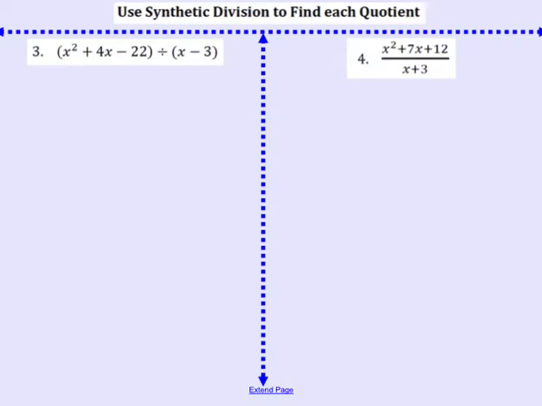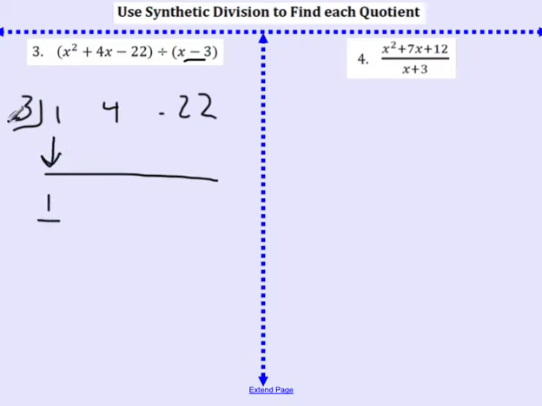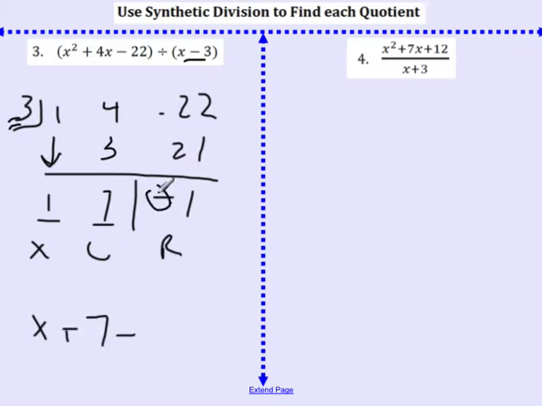Next, let's take a look at number 3. The opposite of my constant here is a positive 3. And then I get 1, 4, and negative 22. Now I'm going to take the 1 and drop it down. 1 times 3 is 3. Add down the columns, I get 7. 7 times 3 is a positive 21. Negative 22 plus 21 is negative 1. Here's my remainder, my constant, and my x term. So I just have 1x, which I can write as x, plus 7, and then I'm going to do minus since this is negative. You could also do plus a negative if you wanted to.